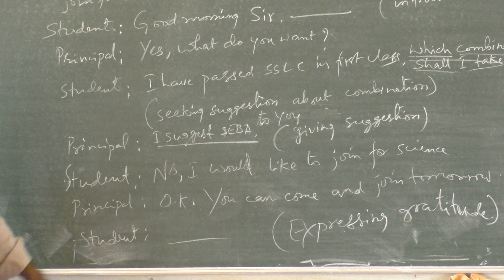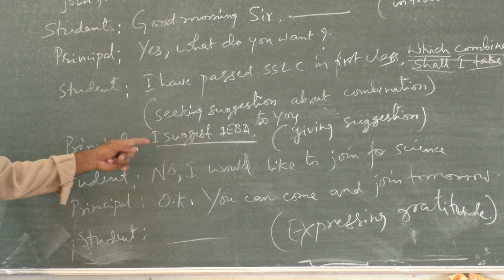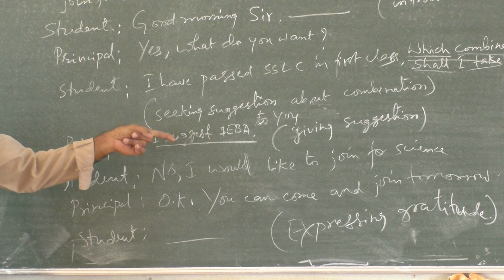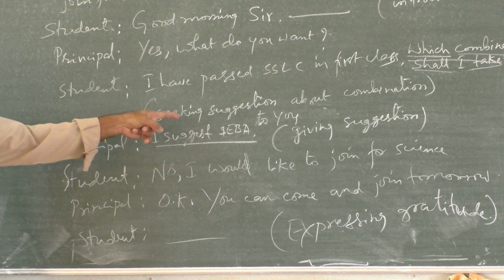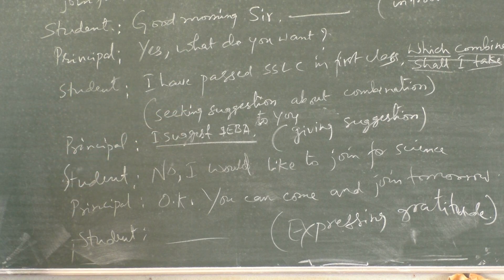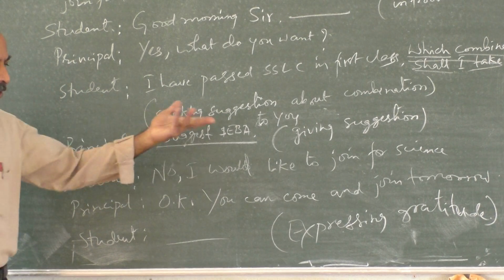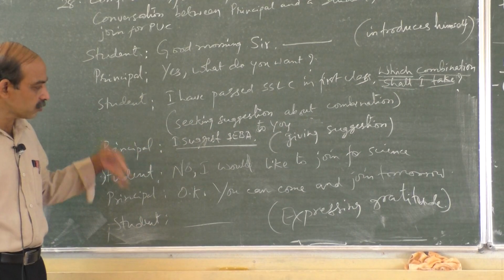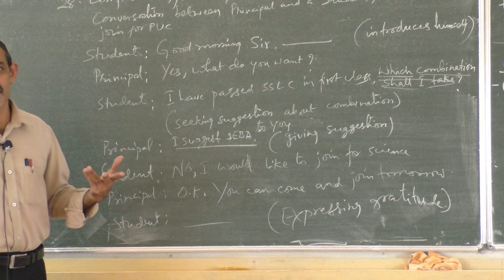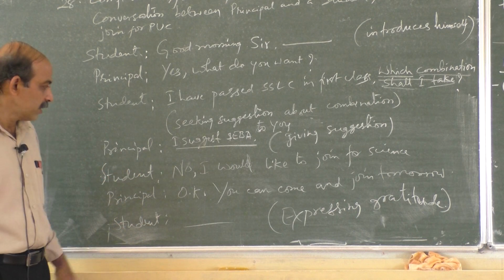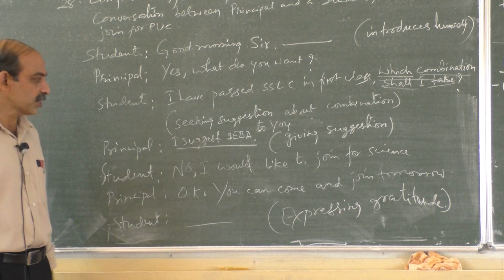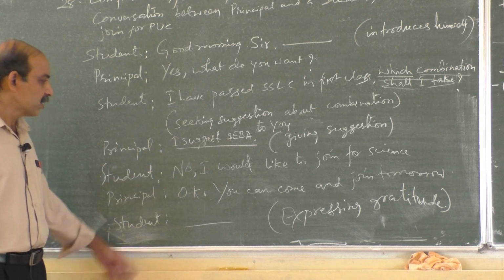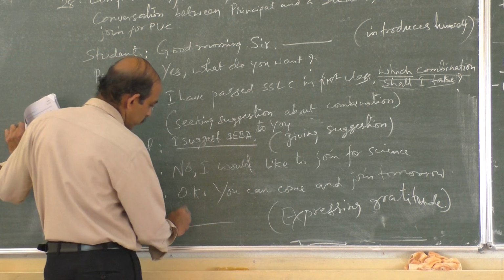No, I would like to join for science. The principal has said this probably because the boy doesn't have a very good score in science and maths, and as a result the principal has told him that commerce is better. But the student disagrees with that. Okay, you can come and join. There is a lot of discussion going on, and after that they come to a conclusion: okay, if you want to join science, no problem, but you have to work hard. Then the student is happy after so many questions and answers, so he expresses gratitude: thank you.